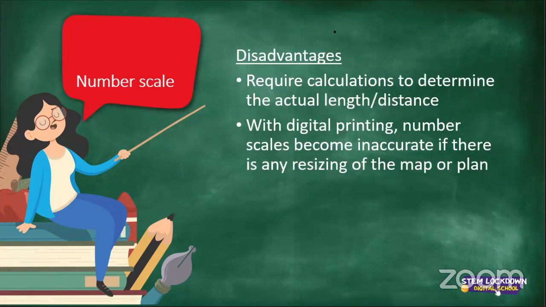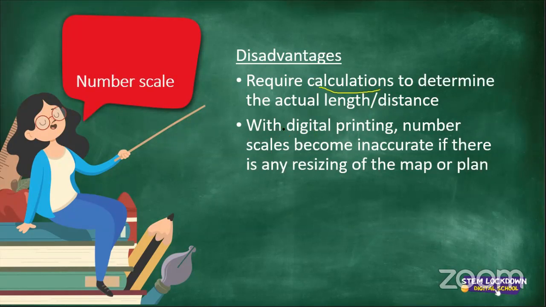Now, disadvantages of a number scale. It requires calculations to determine the actual length. As you'll see with a bar scale, sometimes you don't really need to do calculations. But for grade 11, I'd advise you guys to do calculations for both scales. But here, you always have to do calculations, and you have to convert. So you can make a lot of mistakes. You need to first determine the actual distance, and you need to convert it to the required units, so you can make mistakes in that way.